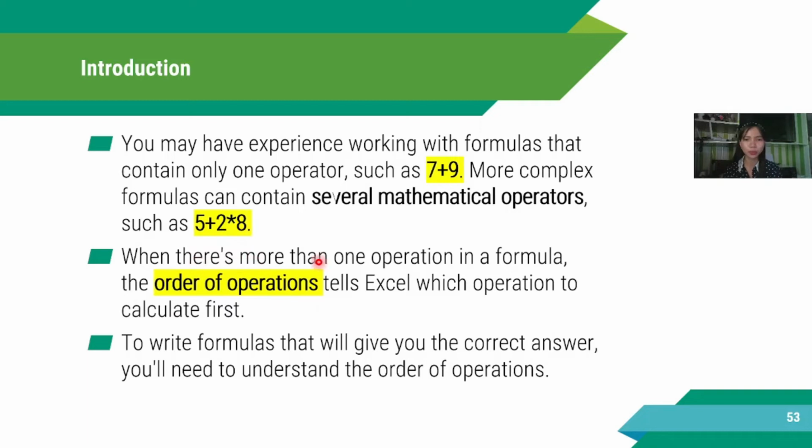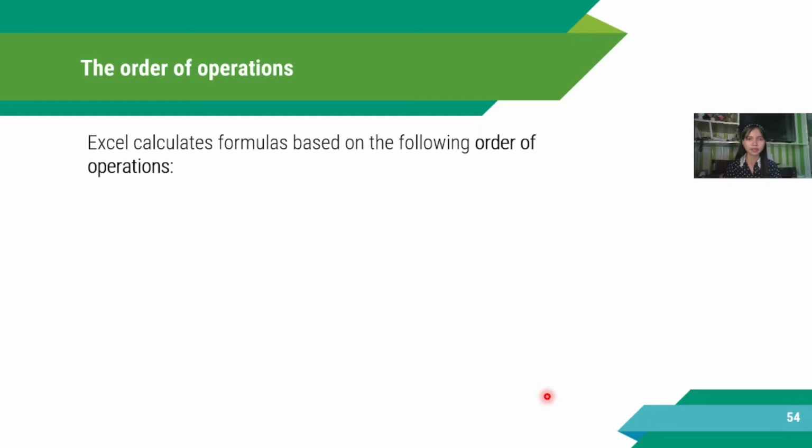So when there's more than one operation in a formula, the order of operations tells Excel which operation to calculate first. To write formulas that will give you the correct answer, you need to understand the order of operations. So what is the order of operations, class? Excel calculates formulas based on the following order of operations.